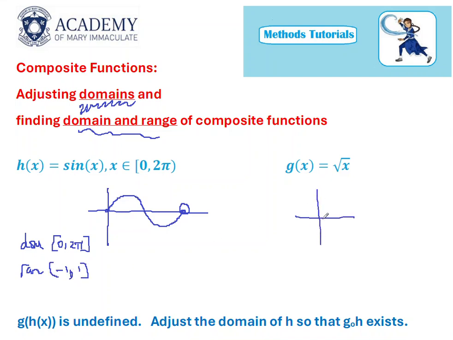And my g of x is a square root graph that looks like this. So the domain of g will be 0 to infinity, and the range of g will be 0 to infinity.